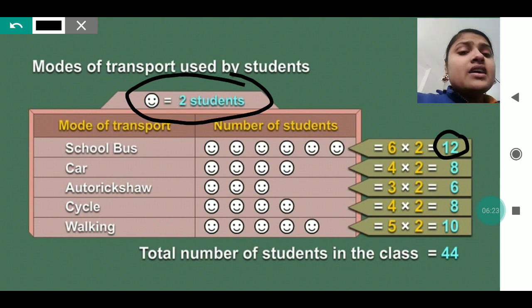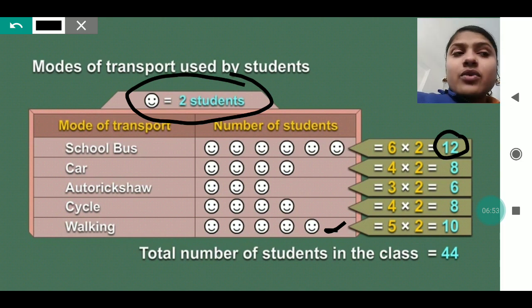In the same way, in the school bus there are 12 students. In the car there are 8 students, means 4 smileys only we will draw. In auto rickshaw there are 6 students, so only 3 smileys we will draw. In cycle there are 8 students again, so only 4 smileys we will draw. While walking there are 10 students, so 5 smileys we will draw. So like this we used to draw.